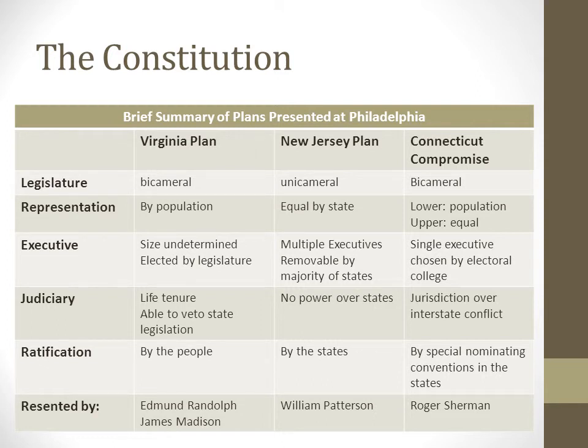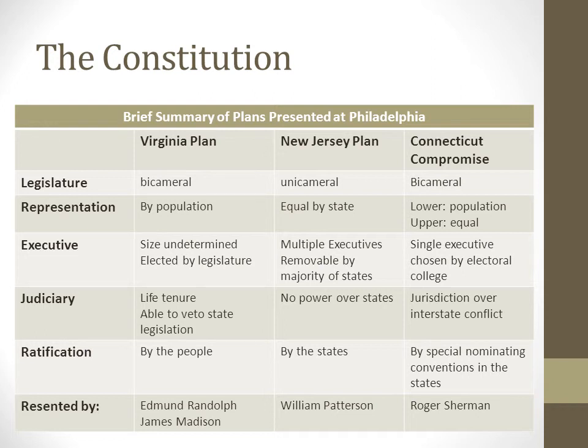In terms of representation, Virginia, being the larger state, wanted population as the basis for representation, but New Jersey, being a smaller state, wanted us to be equal. So, through compromise, we do a little bit of both. The House of Representatives is based on population, whereas the upper house, the Senate, is not. It's based on equality, and every state has 2 senators.